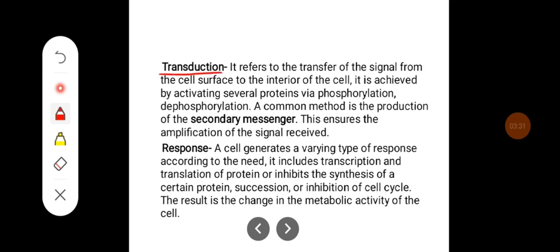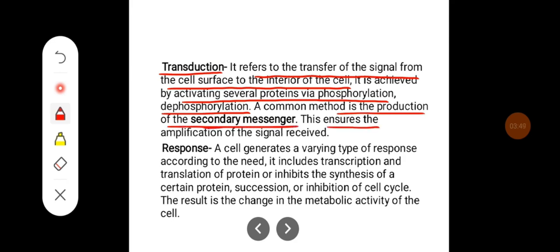Then there will be transduction. It refers to the transfer of signals from the cell surface to the interior of the cell, and it is achieved by activating several proteins via phosphorylation and dephosphorylation. A common method is the production of the secondary messenger. This ensures the amplification of the signal received. Then there is a response.